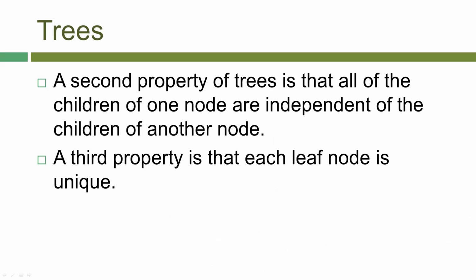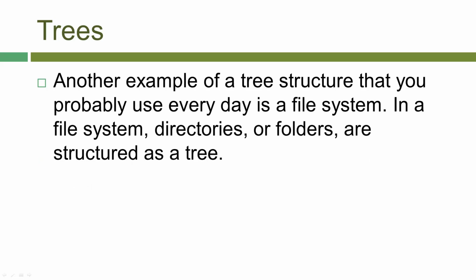Another second property of trees is that all of the children of one node are independent of the children of another node. And a third property is that each leaf node is unique. And we'll go more into what nodes are and what leaves are and what children are in the vocabulary section of this lecture. So another example of a tree structure that you probably use every day is a file system.